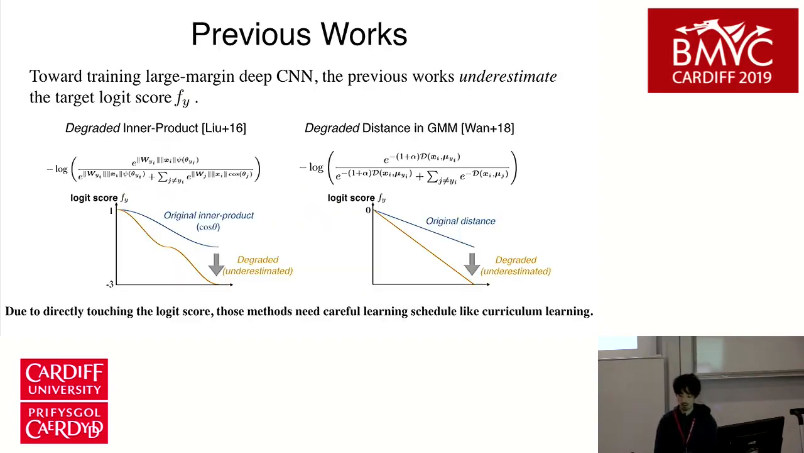There are some works to incorporate the large margin flavor into the Softmax loss for training large margin neural networks. The previous works directly manipulate the logit scores to underestimate the target logit score denoted by Fy. Unfortunately, such direct manipulation of the logit score requires carefully designed training strategies like curriculum learning, which also requires careful tuning of the training procedures.